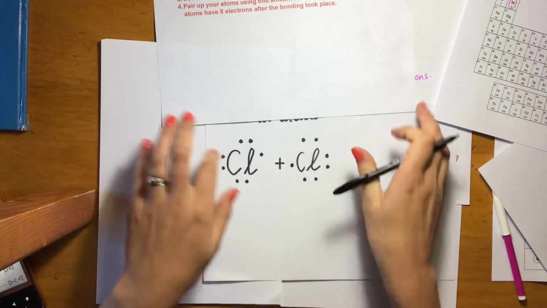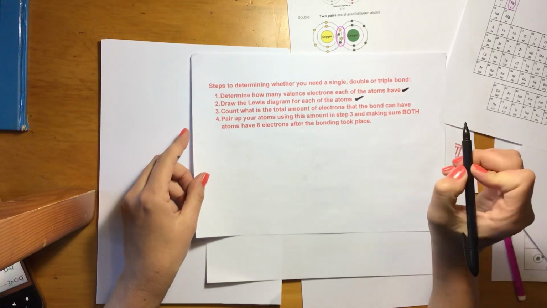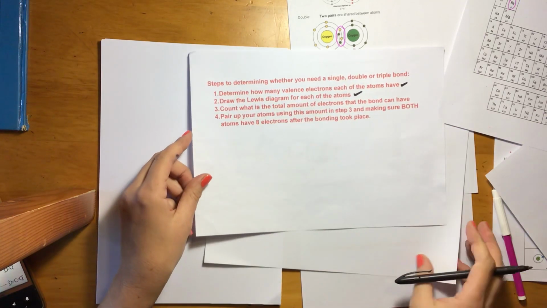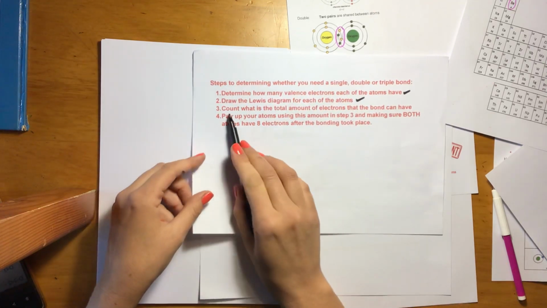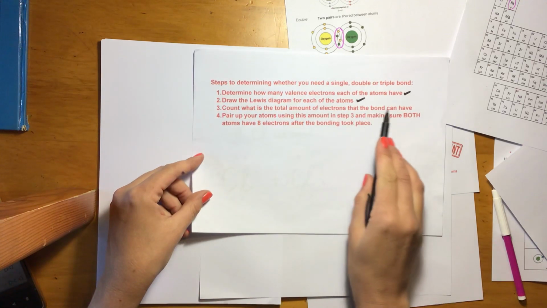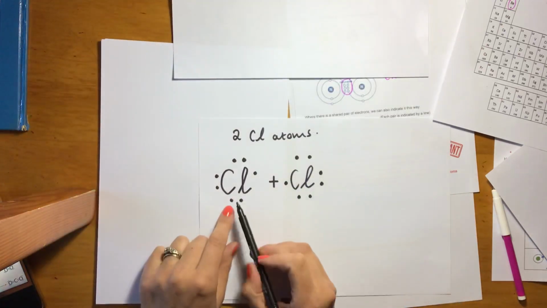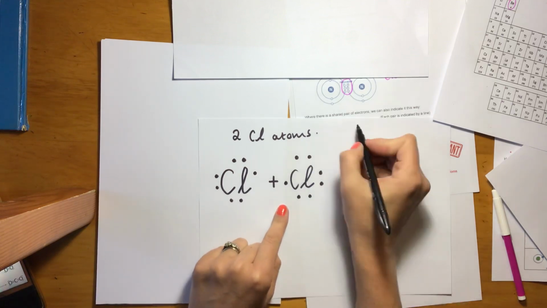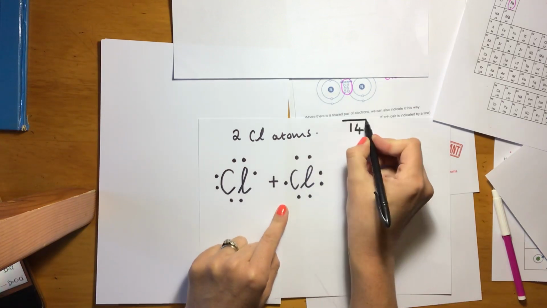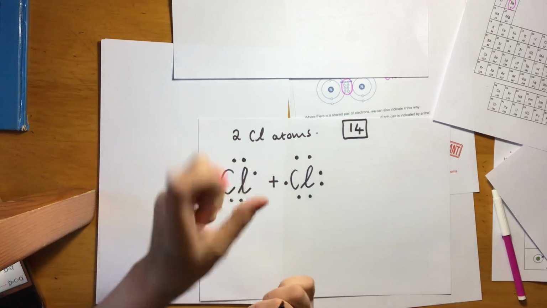The next step is to draw the Lewis diagram. We did that. We determined the amount of valence electrons and drew the Lewis diagram. Now, step number 3 is extremely important. Count the total amount of electrons that the bond can have. After this bond has formed, we have 7 valence electrons here and 7 valence electrons here. So we can only have a total of 14 electrons after this bond has formed. And this comes into play specifically when we go onto double bonds and triple bonds.